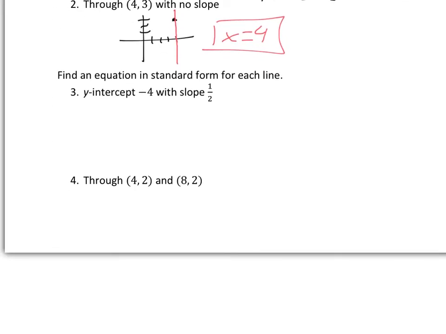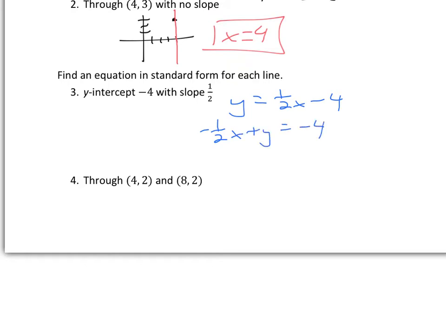Now, we're going to turn them into standard form. Our a, the leading coefficient for the x, is going to have to be positive and an integer. So for this one, I give you the y-intercept, and I give you the slope, so you can automatically write it in slope-intercept form. y equals 1/2 x minus 4. Subtract the 1/2 x over: -1/2 x plus y equals -4.